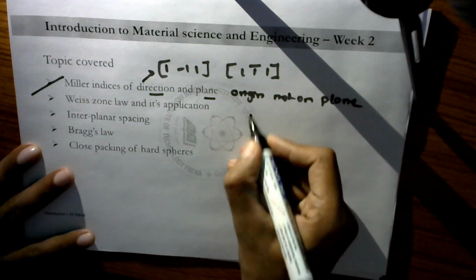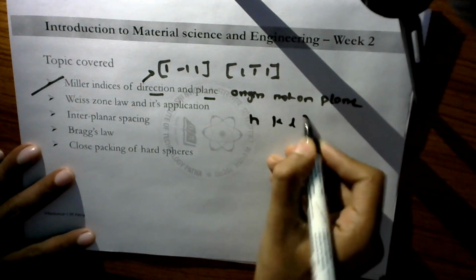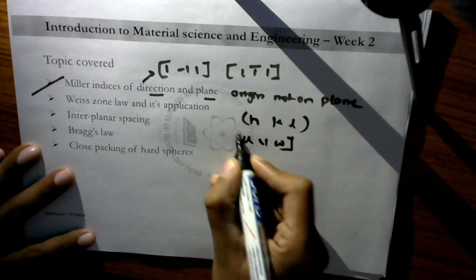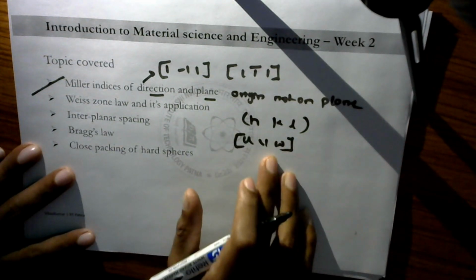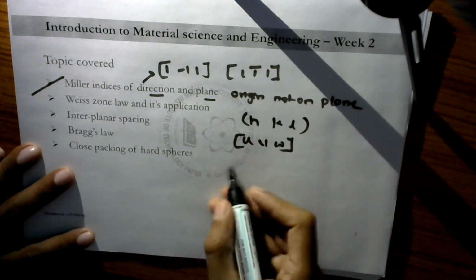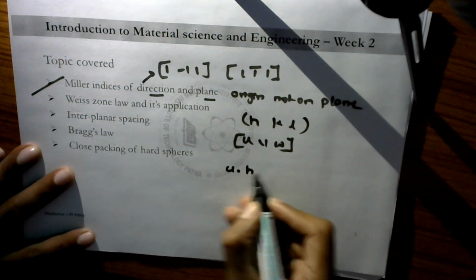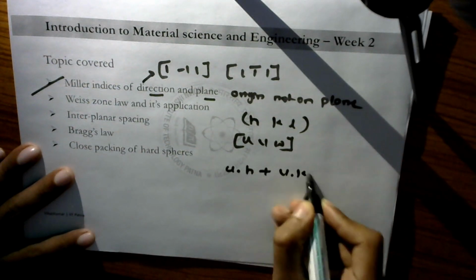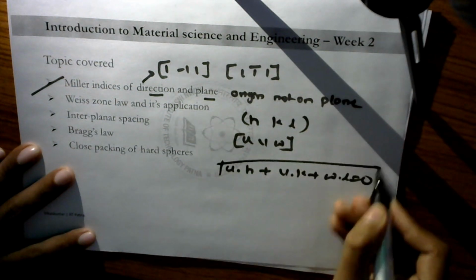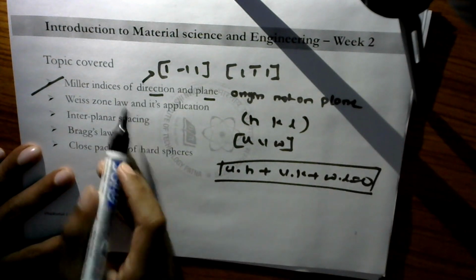Then we discussed the Weiss zone law, where we have the h k l, if this is a plane, and we have u v w, this is the direction. So if the direction is parallel to the plane, or it is lying on the plane, then in that case u times h plus v times k plus w times l will be equal to 0. We know this part. So this is the Weiss zone law.